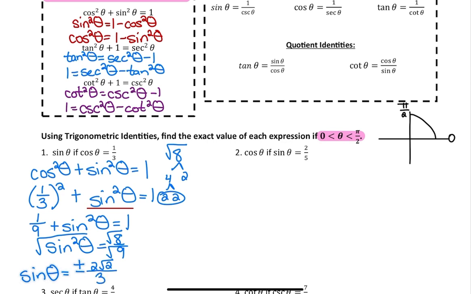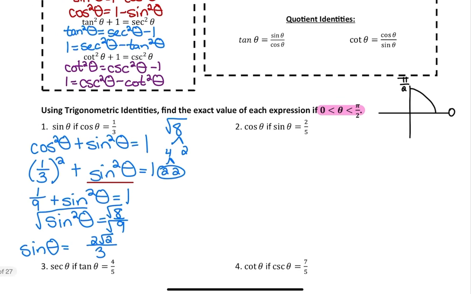Now we know that because I square rooted both sides of an equal sign, I had to put the plus or minus. But we know that we only want values from here to here. This means that I don't need to include any of the negative values. I only have to include the positive values. So sine of theta is equal to 2 square roots of 2 over 3, because all of our values in this first quadrant are positive for sine.